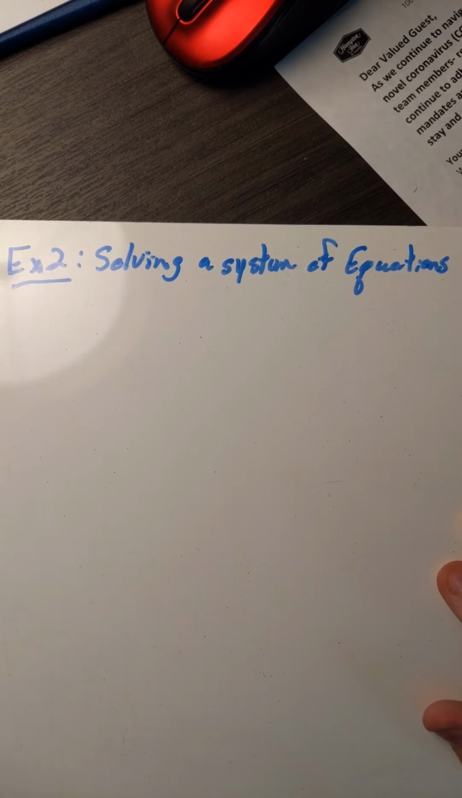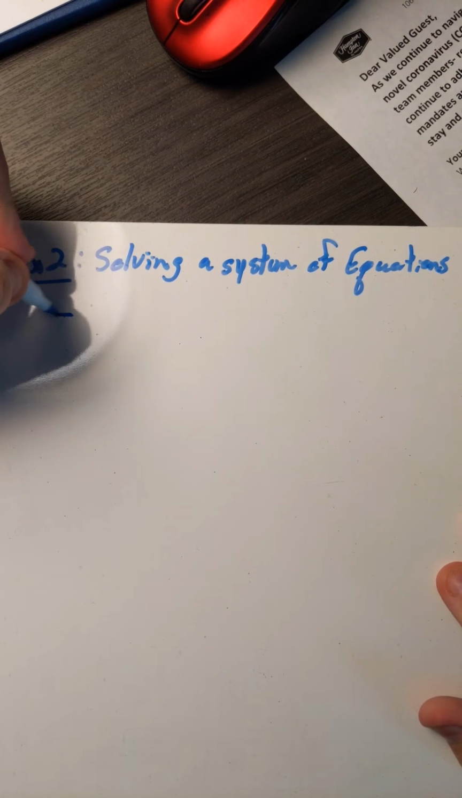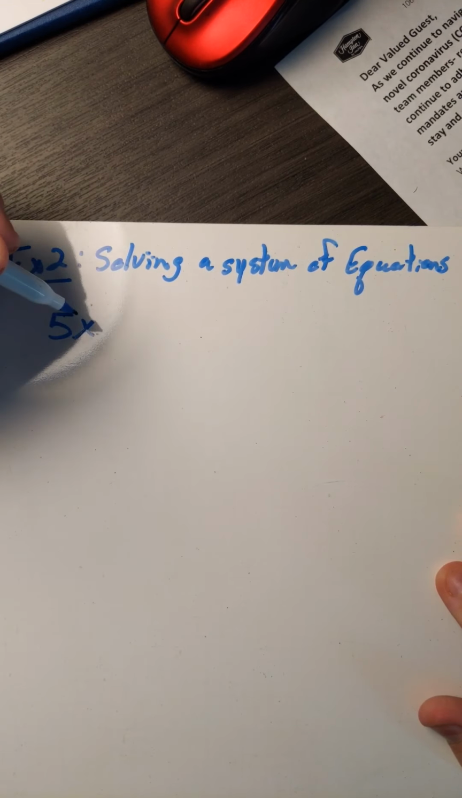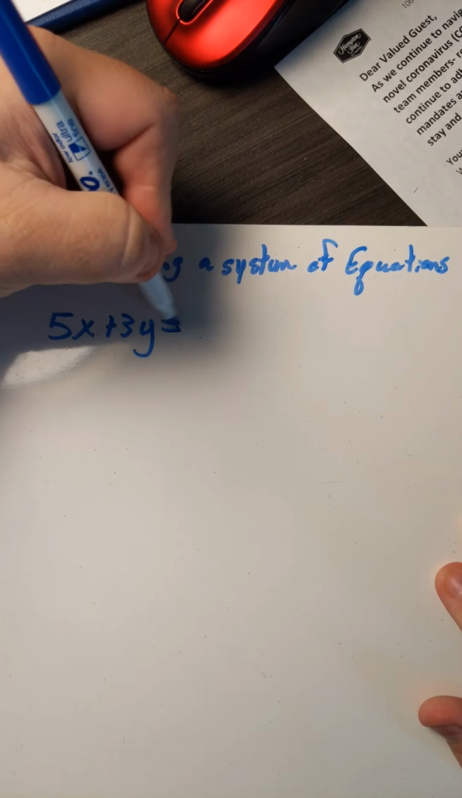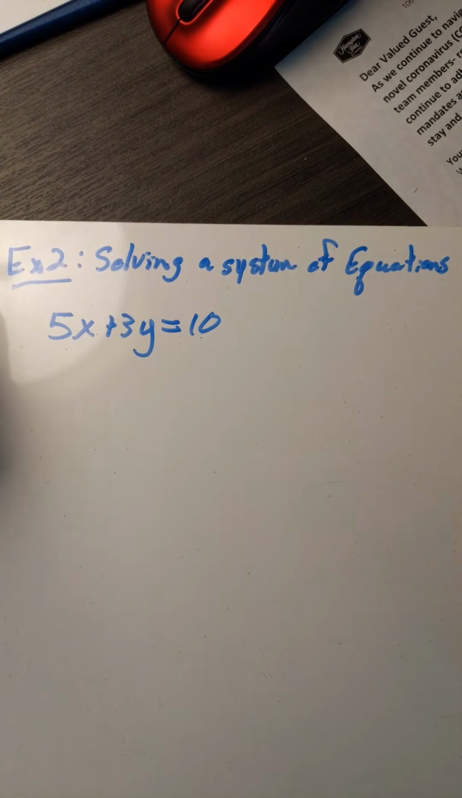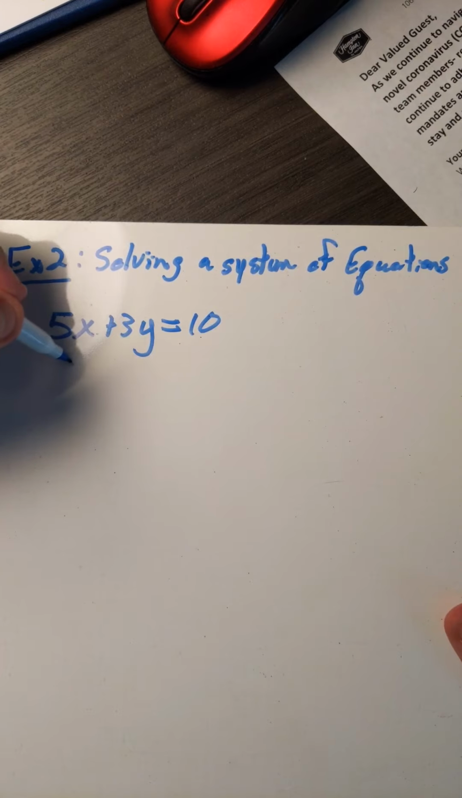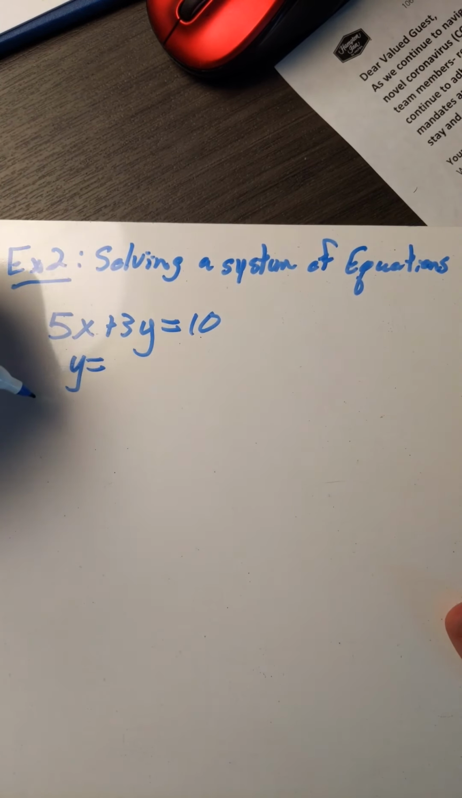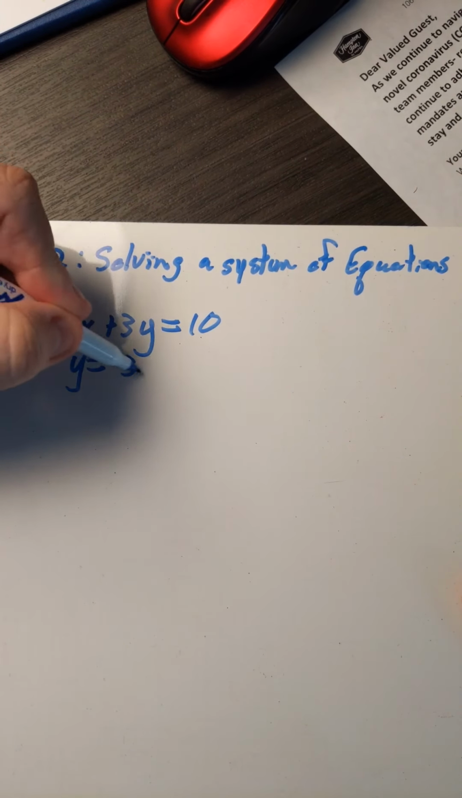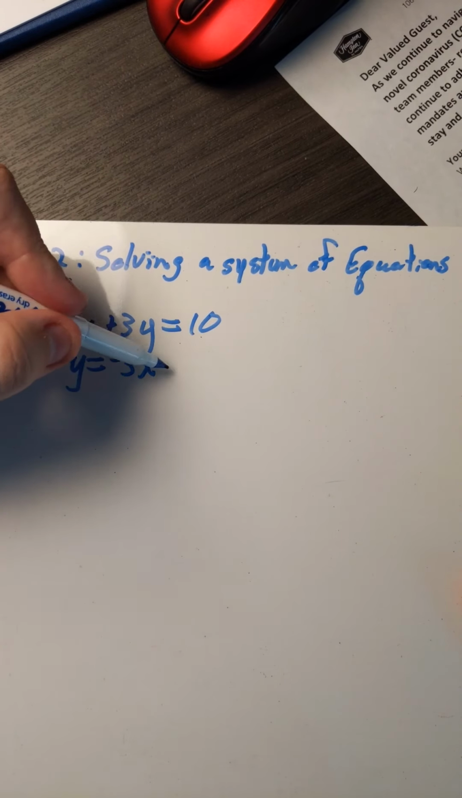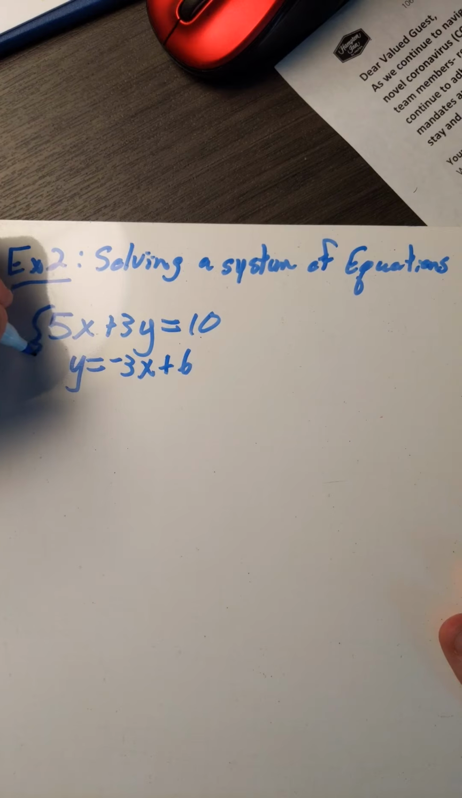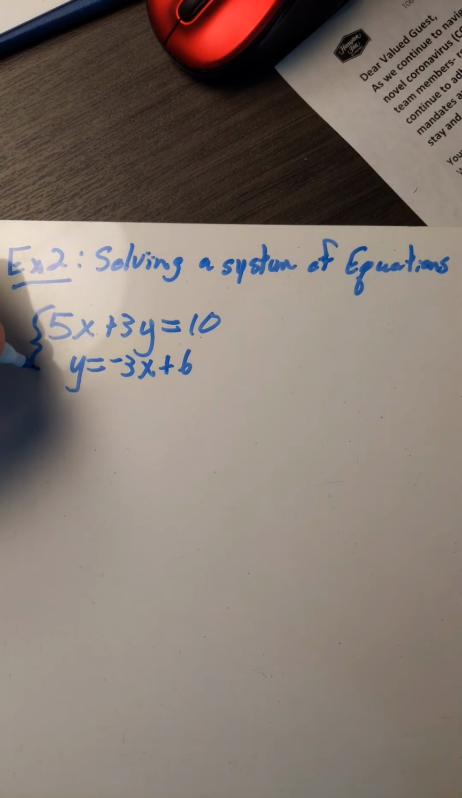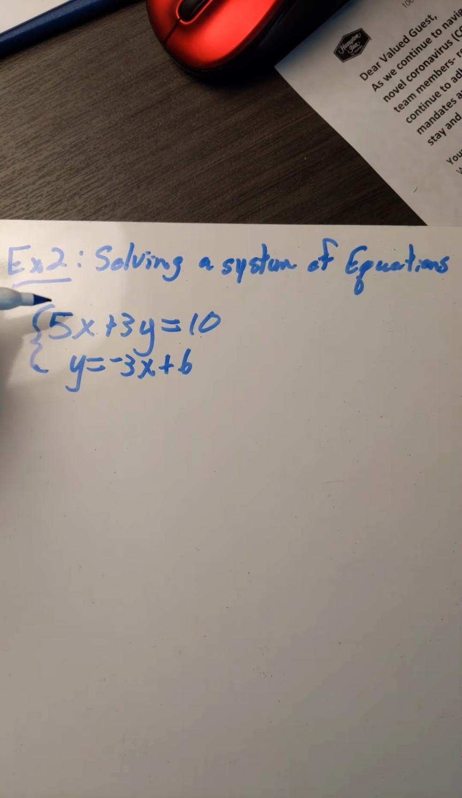These are going to be written slightly differently. So our first equation is going to be 5x plus 3y equals 10. And the second equation is y equals -3x plus 6. So here are our 2 equations, and this is called a system.